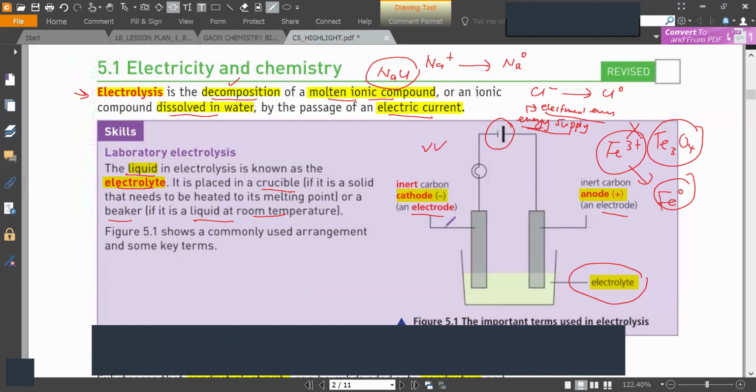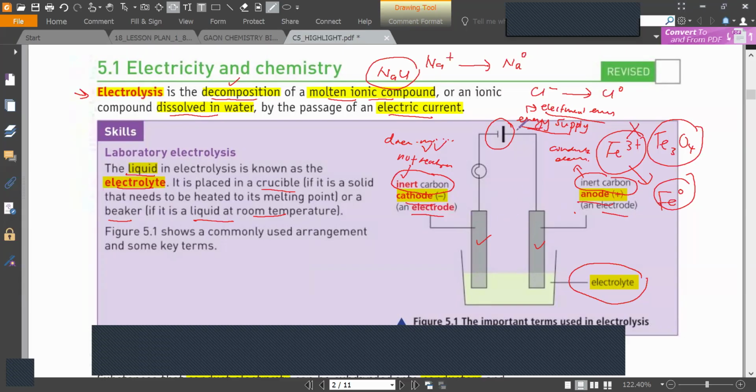Normally we will use carbon electrodes. Why do we choose carbon? Carbon can conduct electricity, that is the first point. The second point is that it is inert, meaning it is not reactive and does not react, so it will not interfere with the chemical reaction here. So we want it to be inert. Then we have the anode and the cathode.